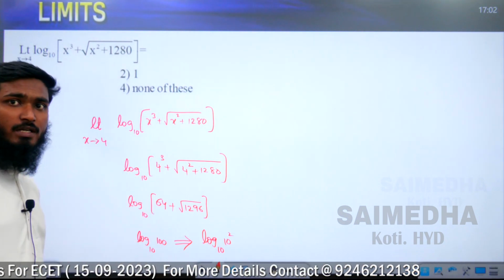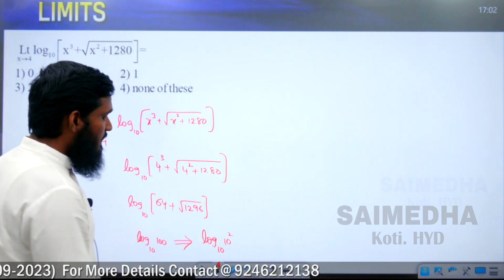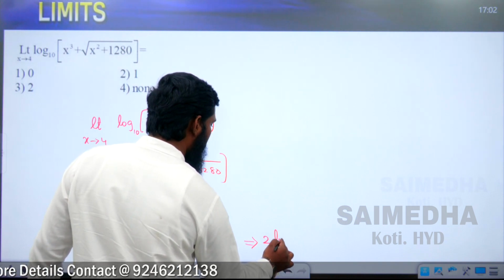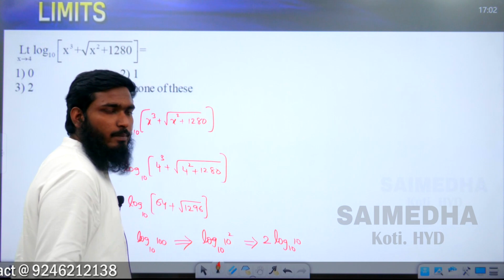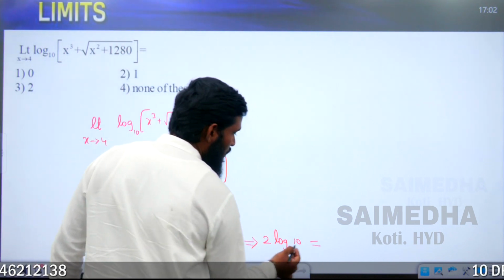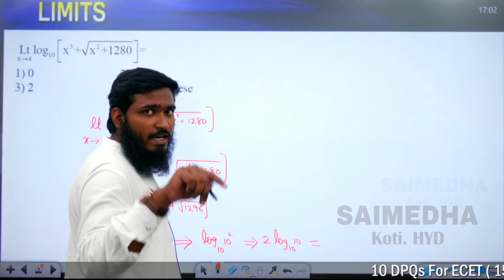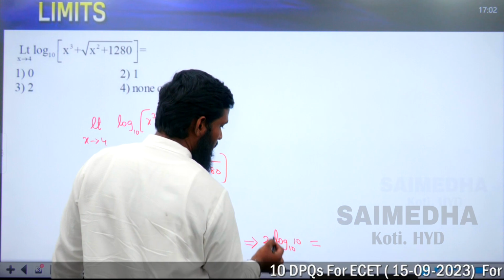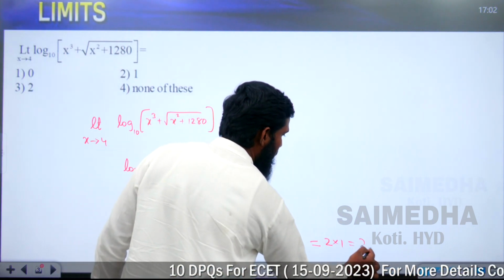100 can be written as what? 10 square. Now if you are having any power over here for the log, then we can write this part as 2 in the front, then log 10 to the base 10. Log 10 to the base 10 means what? 1. Log a to the base a, log e to the base e, the answer will be 1. So this part we have taken as 1. 2 into 1 is equal to 2.